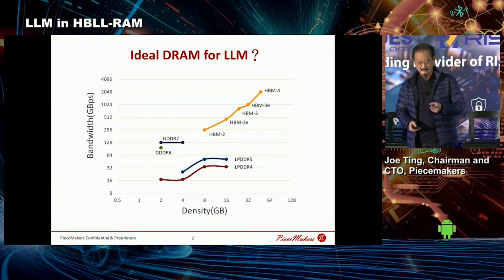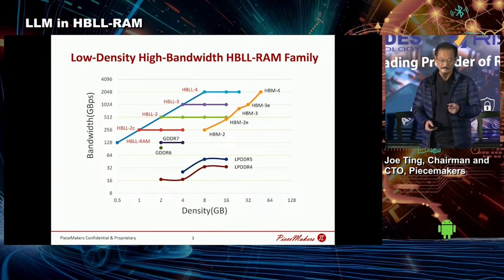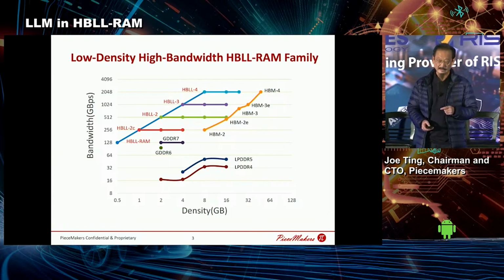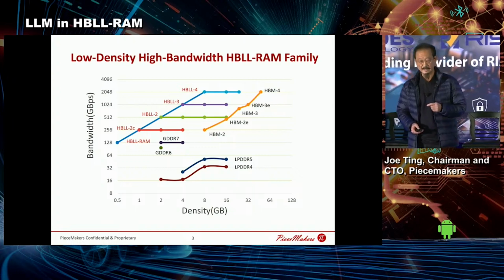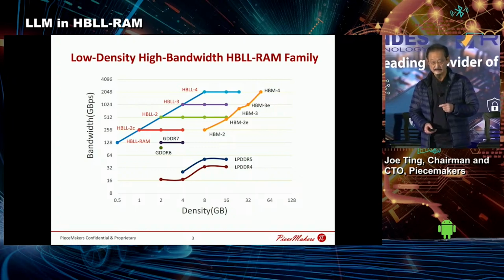Now here, we need lower density, high bandwidth. This new family, we call the HBLL, in different generations. The current one in production is HBLL RAM, which is low density, 0.5 gigabyte only, providing 128 gigabyte per second. And the one we are designing is the whole family using stacking.